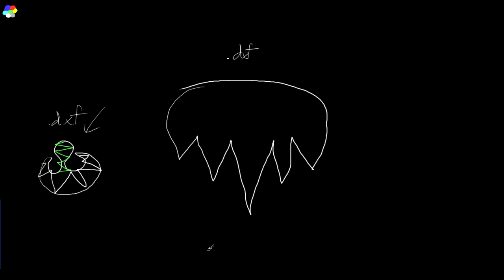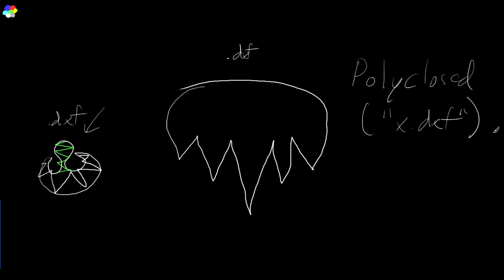We're going to load that into a polyclosed. We're going to go, polyclosed blah something x.dxf. And after that, we want to extract the strips from that. And we'll load that into some member of the ship and then draw it when we want to.